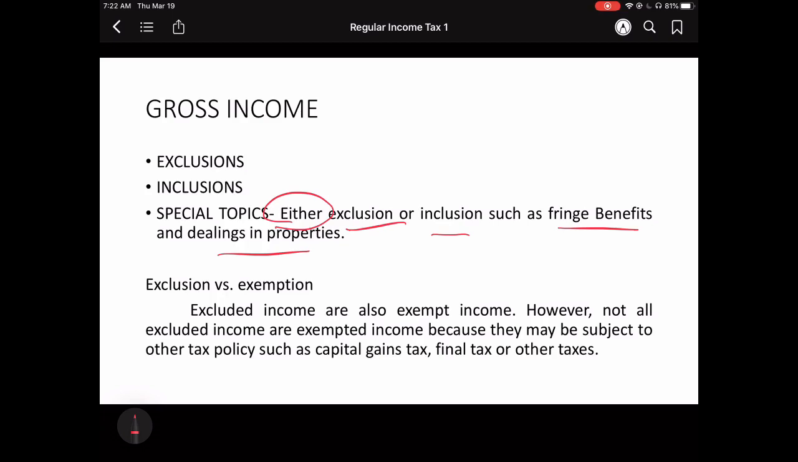Just like gross income, right? Hugot ragehapon, char lang.